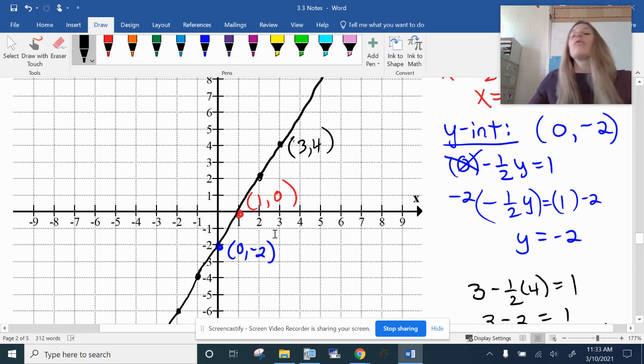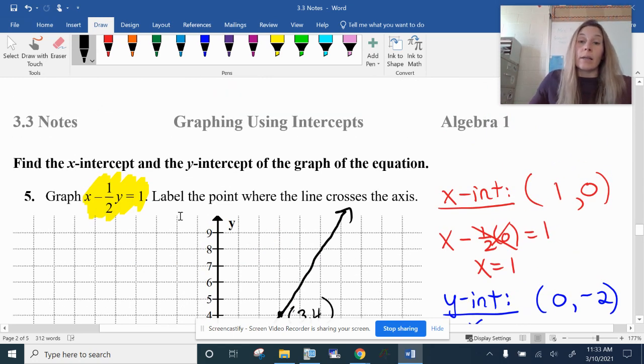All right, and that's it. So that's how you graph a linear equation using the x and y intercepts.